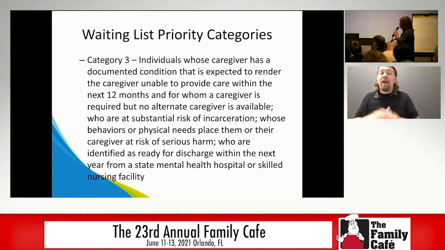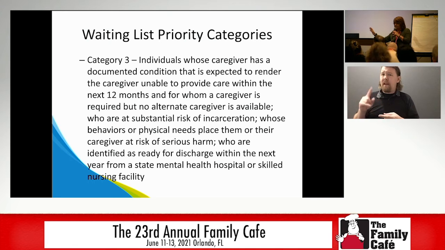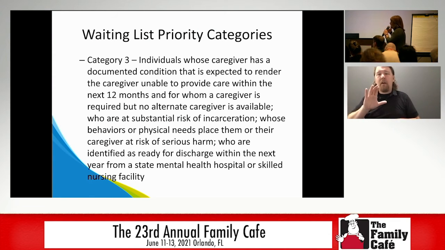So for category 3, it would be individuals whose caregiver, and you may say, well, this sounds very similar to crisis. Well, it is. It's very similar to crisis, but they haven't risen to the crisis criteria yet. So these are individuals whose caregiver has a documented condition.